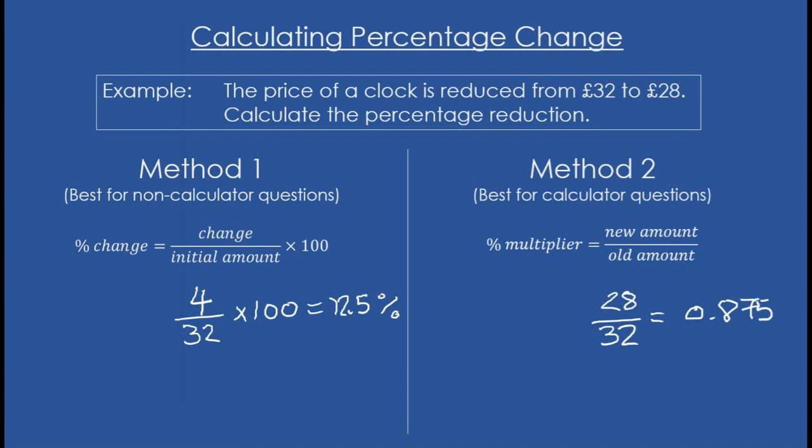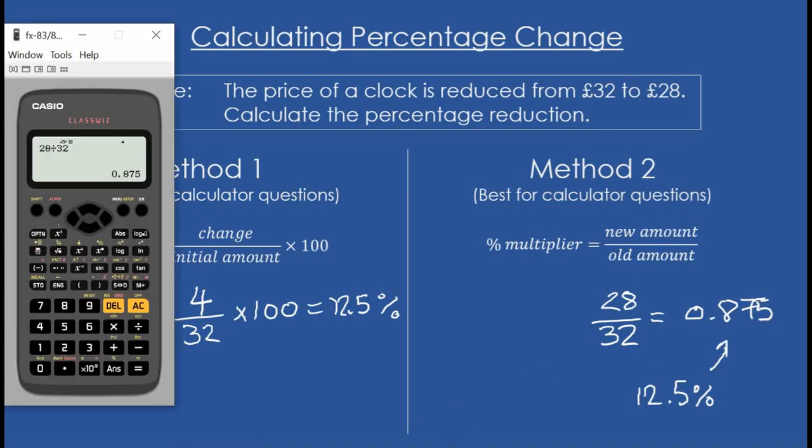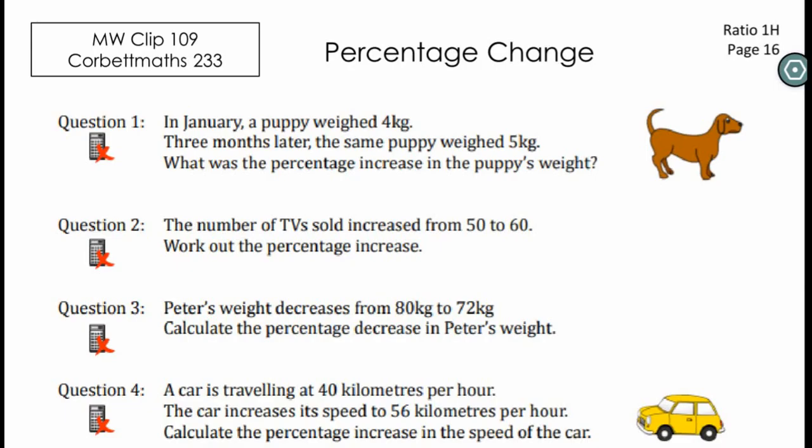The final thing you have to do with this is to spot that that is a 12.5% reduction. Okay, in other words, it's 0.125 taken away from a whole one. Okay, so there's two methods. I'm going to switch to the pack now so we can have a go at some of those questions.